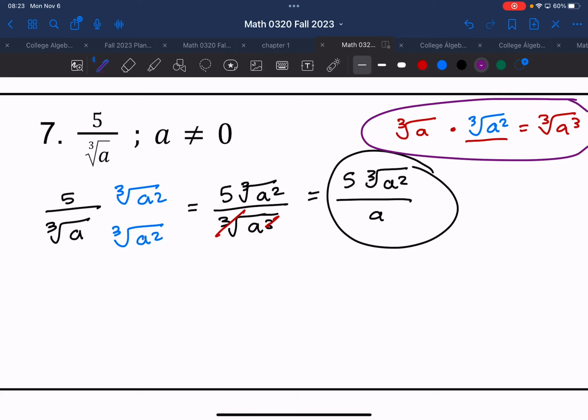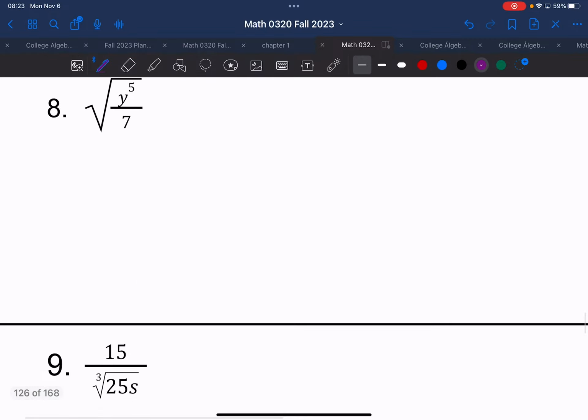Okay, so the only thing that we're trying to do here is make sure we do not have a radical in the denominator. Does not matter if we have one in the numerator. Okay. Looking at number 8.